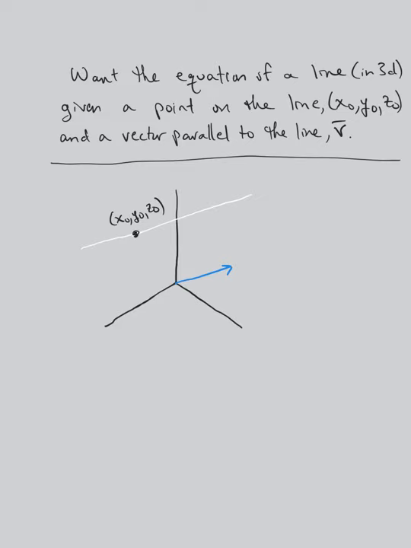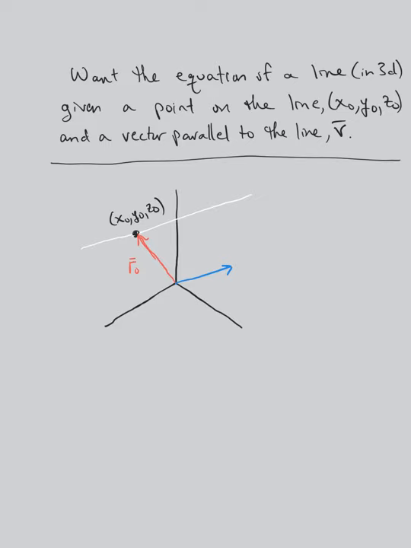Okay, so here's our point. One thing to point out is I can draw the position vector to my point. So I'm going to draw its position vector. And since we're talking about that specific subscripted point, I would call that R naught.